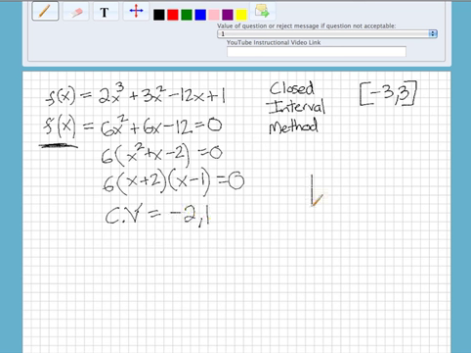Now the closed interval method says that you can plug in your critical values and your endpoints. These are both x values. So we want to plug in our critical values and our endpoints. I'm going to do them in order: -3, -2, 1, and 3. Now we plug these into the original function.